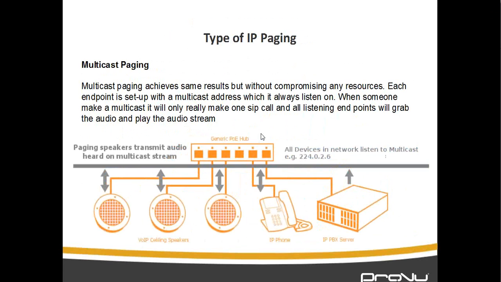Then you pick up a handset and press a button which effectively multicasts, and all the receivers, or all the endpoints who are listening, could be an IP amplifier or an IP speaker, grab the audio and play the audio stream. So effectively, you're only really making one call, but everybody else just picks up the call audio and streams it from their output or speakers. This is the most commonly used these days, and we'll talk about a couple of use case scenarios and the benefits of using multicast paging.